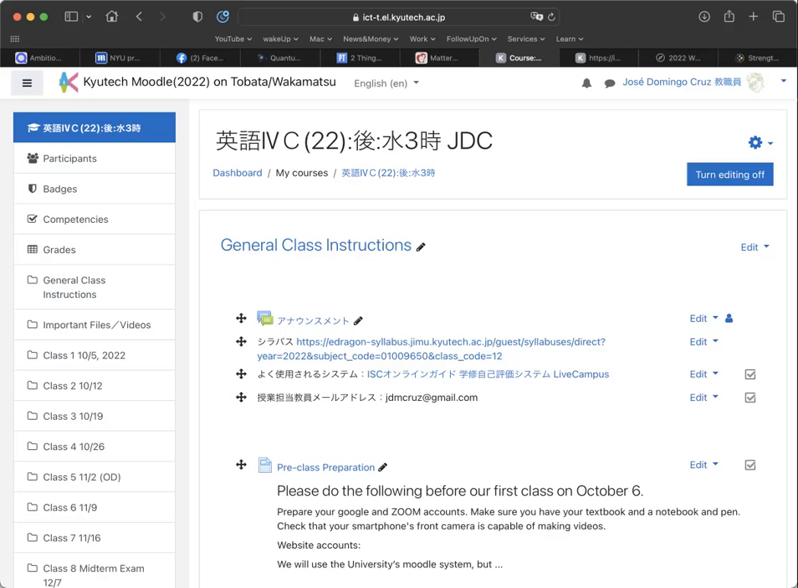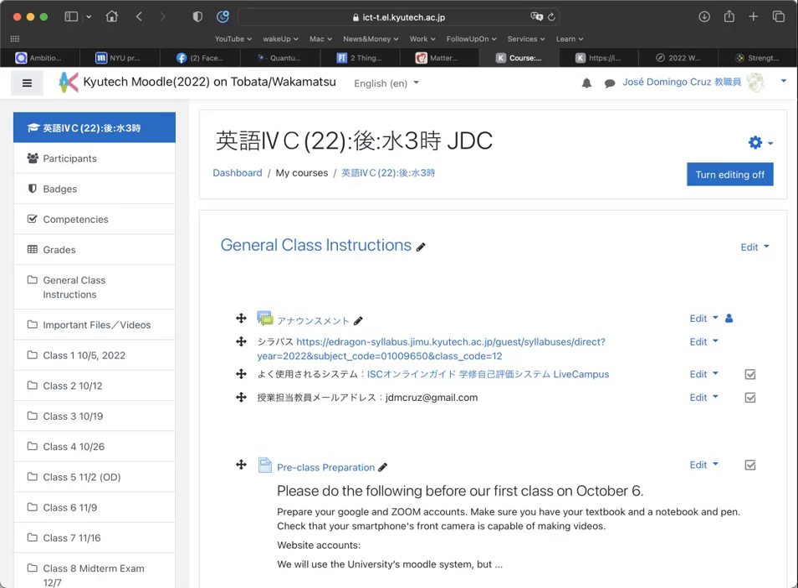Last year, I had one student, he had a problem in the test, in the final test. His computer didn't work, and he said, "What do I do, Mr. Cruz?" And I said, "Well, do you have Moodle on your phone?" He said, "Yes." And he was able to do his test on his phone. So this is a good backup device.